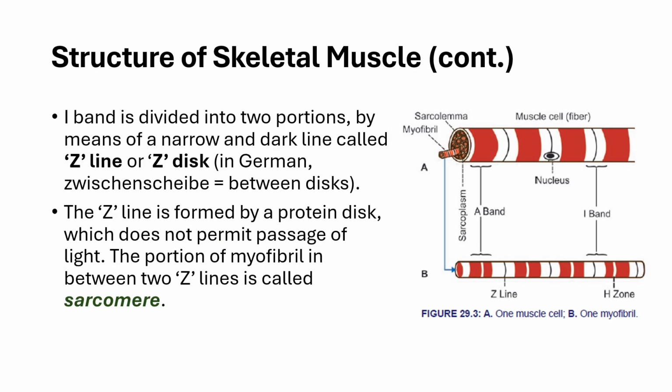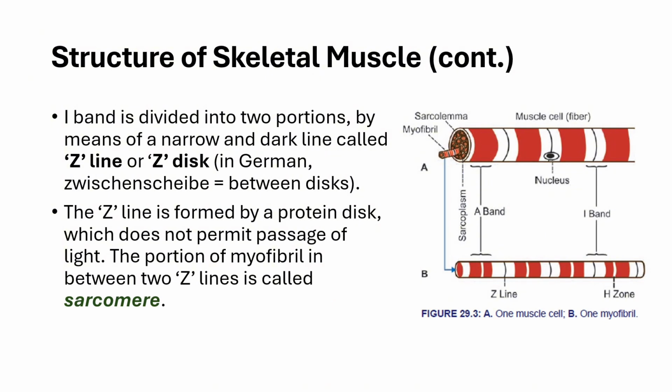Now let's discuss the Z-line and sarcomere, which are integral components of skeletal muscle structure. The I band previously discussed is divided into two portions by a narrow, dark line called the Z-line or Z-disc. The term Zwischenscheibe in German translates to between the discs, emphasizing its position. The Z-line is formed by a protein disc that doesn't allow light to pass through it, which gives it a distinct appearance. And next is the sarcomere.